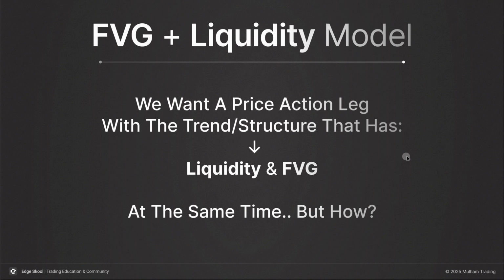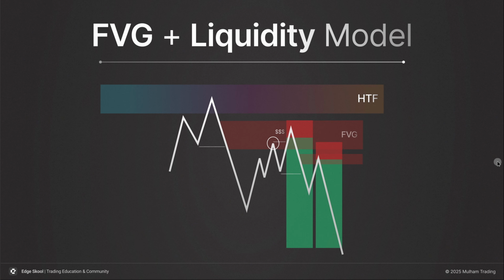So what we want to see is a price action leg within the trend and structure. So I want to make sure that we are with the structure. Price is going lower. We want to look for this with the current structure. Even if it's an internal, we can trade that, or focus on the external as well. What we want to see is this structure having liquidity and fair value gap at the same time. Put two lines here. We want to see both at the same time. But how? Now take a look at this.